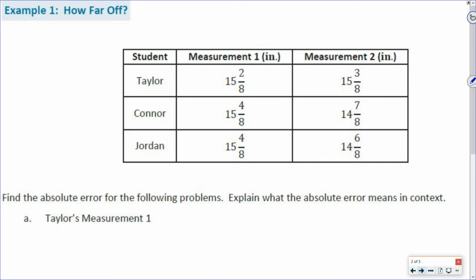Absolute error is actually a pretty simple thing to find. It's the absolute value of a minus x. That's the expression. The absolute value of a minus x. Now, it really doesn't matter the order in which you put these in, but if I was going to put them in correctly, I would most likely be subtracting the first measurement from the second measurement.